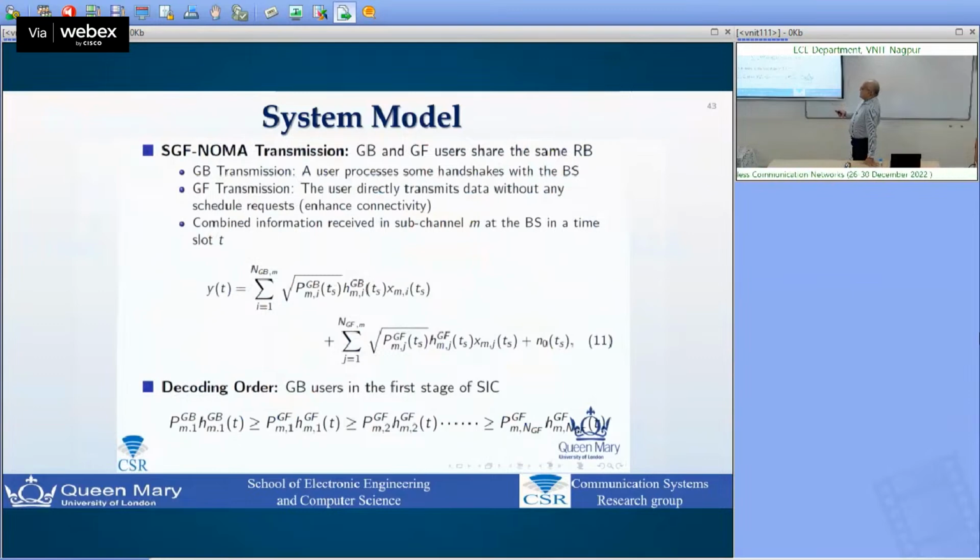So what is the base station going to do? First, the base station is going to decode grant based first, because grant based has priority and grant free has less priority, because the quality of service of grant based should be maintained in a certain scenario. So here, the decoding order is first grant based, then grant free according to their power level. So this is the decoding order at the base station.